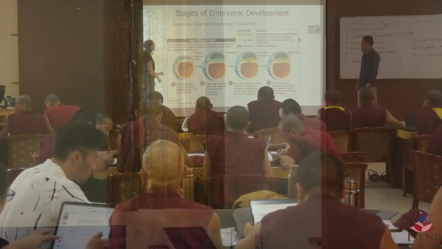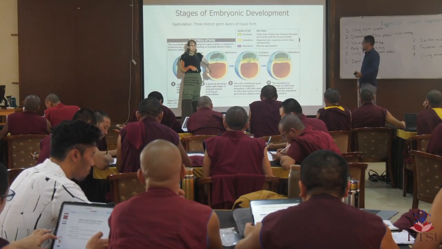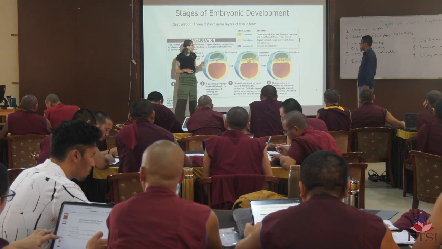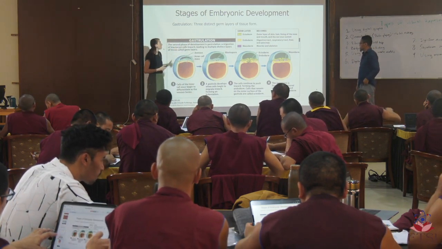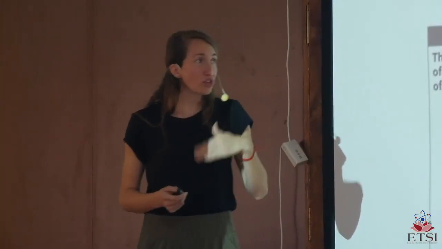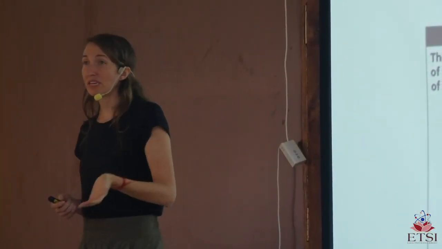Here I'll just point out that in the previous slide for the endoderm, we sort of just said, oh, okay, and some other organs as well. This one provides a little bit more detail that the endoderm will eventually form the liver and the pancreas also.